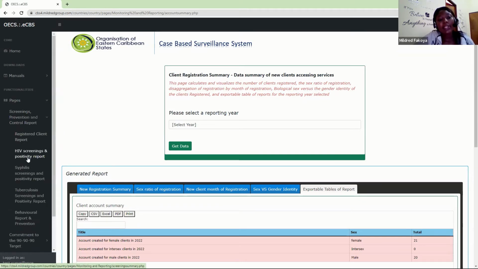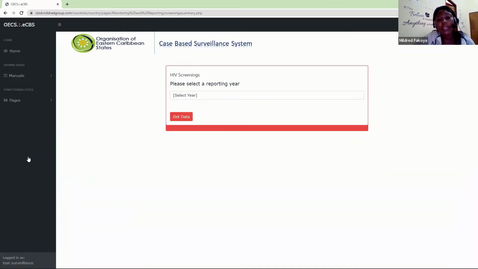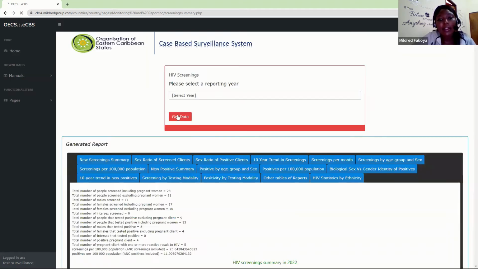The next we have is now HIV screenings and positivity reports. Again, it asks you to select a reporting year. When you select the year, it automatically generates reports for that year in real time. So this report changes every second as long as new data is entered into the system.